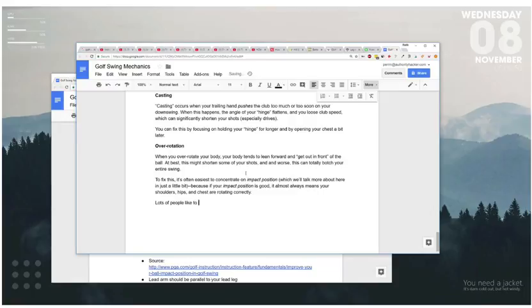Lots of people like to practice this without a ball, which is what I found in my research, because one of the primary causes of over-rotation is often impact anticipation.